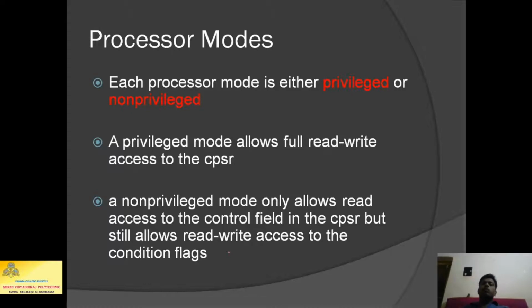Next, we have processor modes. Each processor mode is either privileged or non-privileged. What is meant by privileged? Privileged mode allows full read-write access to the CPSR. In non-privileged mode, it only allows read access to the control field, but still allows read-write access to the conditional flags. Conditional flags can be read or written, but control fields can only be read in a non-privileged mode. But in a privileged mode, we have full read and write access to the CPSR.